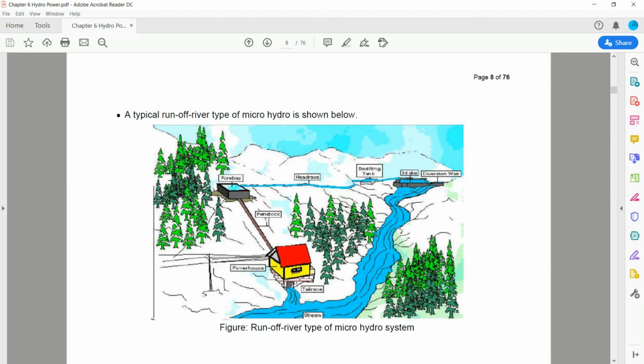So this is the silting tank, and we have the headrace or the channel, and here is the forebay tank, and this is a pipeline, or we call it the penstock. So this is where you calculate your head. Okay, and here is the powerhouse where your turbine is inside, and the water will flow back to the stream or go to the river.